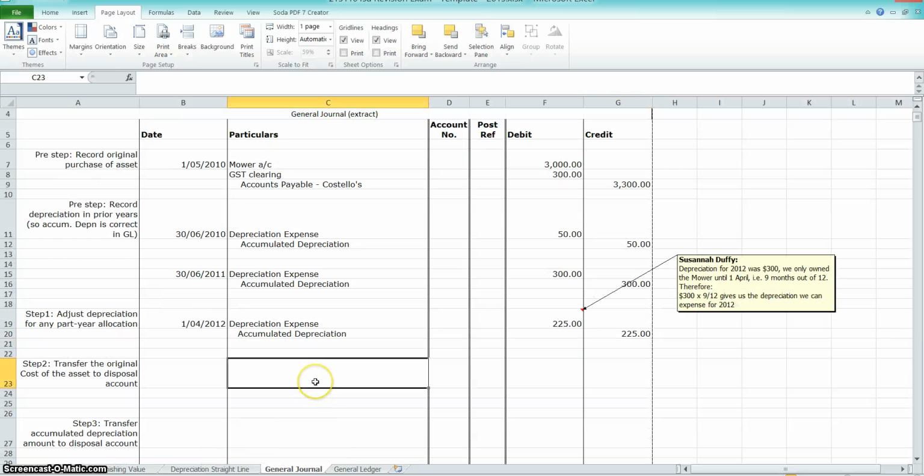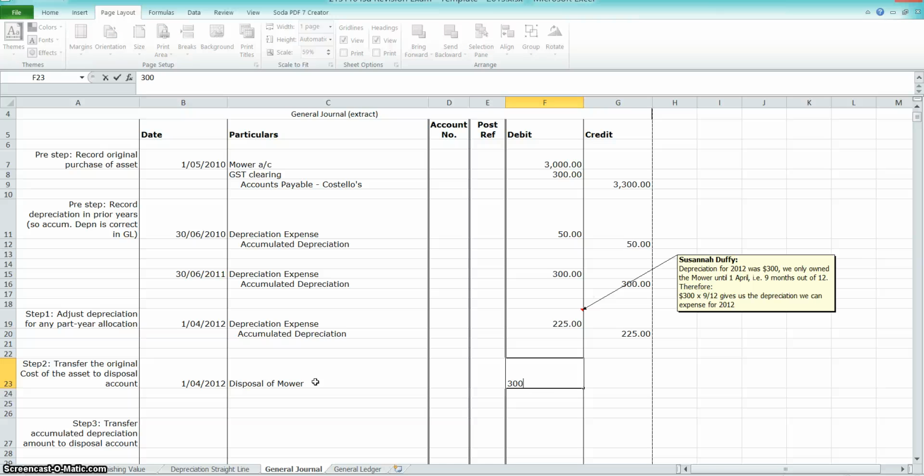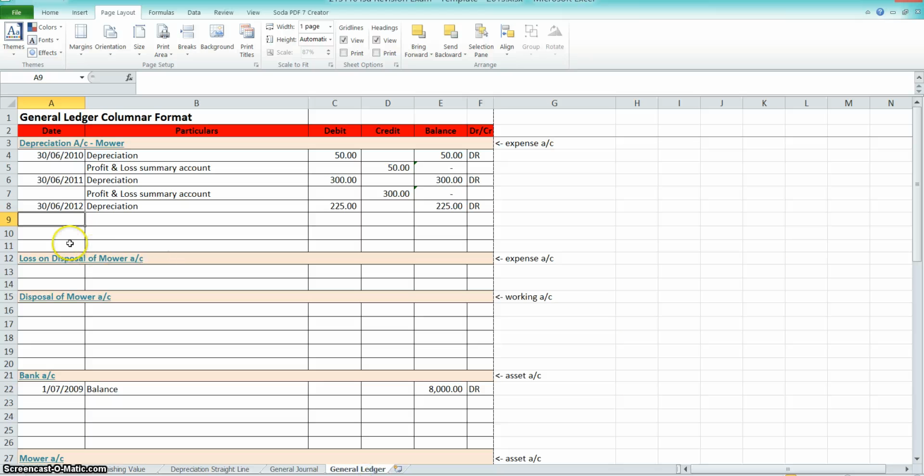Okay, now let's look at the next step, which is to transfer the original cost of the asset to the disposal account. Disposal account is just a working one where we're going to be able to figure out whether we made a gain or a loss. So this all happens on the day we sold it, the 1st of April 2012. We will have disposal of mower account as a debit, and that will be the $3,000 that we originally paid for it. Then our credit will be the mower account, okay, for the same figure. When we go and post these in the general ledger, you'll see that the mower account will be brought to nil.